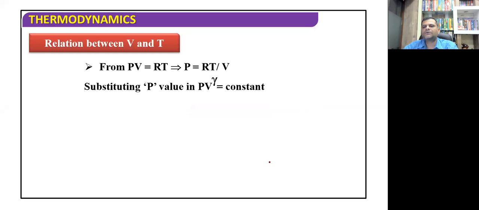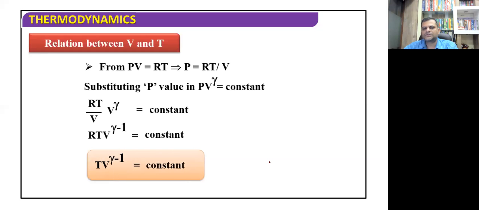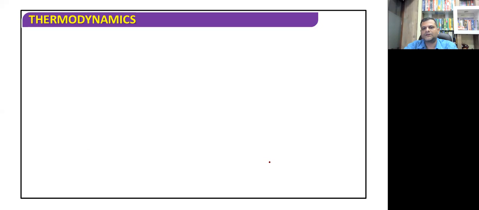If we use PV equal to RT here, then we can substitute the value of P in PV raised to gamma equal to constant and get RT upon V into V raised to gamma equal to constant. So V raised to gamma upon V becomes V raised to gamma minus 1, and R is a constant, which can be taken to the other side to become a new constant, so we get T into V raised to gamma minus 1 is also going to be a constant, remember.